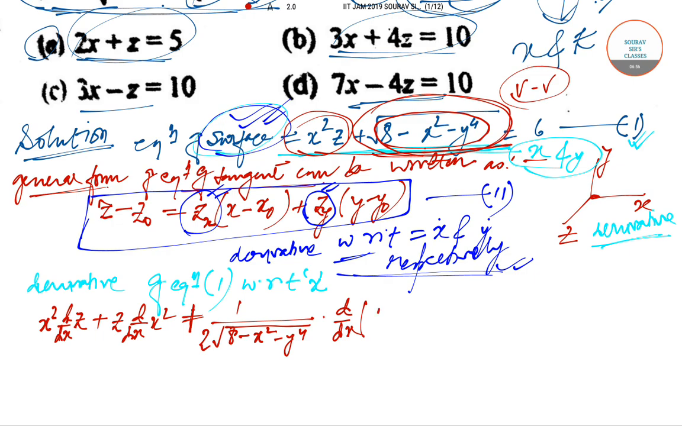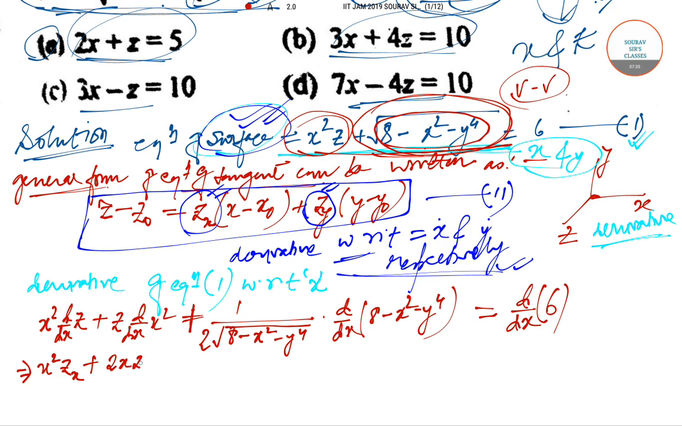So now we are differentiating 8 minus x square minus y to the power 4, and if we differentiate the right hand side with respect to x, on the right hand side we only have a constant term, so it will be 0. Our left hand side will be x square zx, where zx is the derivative of z with respect to x, plus, since in this part z is constant and we are differentiating the x square part, it will be 2x z.